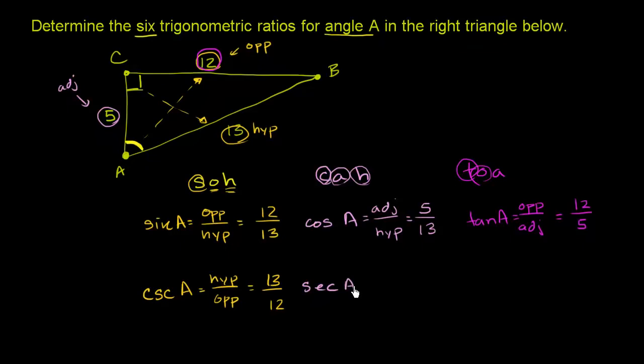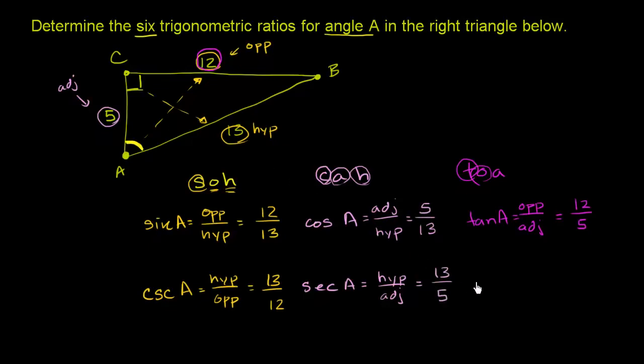Now, secant of A, it's the reciprocal, so instead of being adjacent over hypotenuse, which we got from the CAH part of SOHCAHTOA, it's hypotenuse over adjacent. So what is the secant of A? Well, the hypotenuse, we've figured out multiple times already, is 13. And what is the adjacent side? It's 5. So it's 13/5, which is once again the reciprocal of the cosine of A, 5/13.